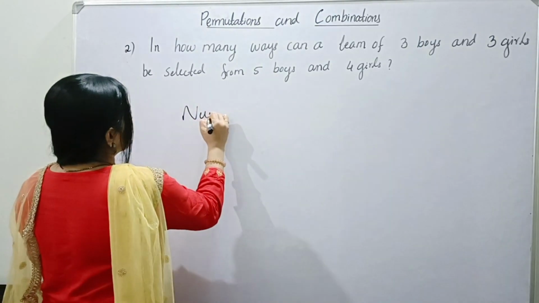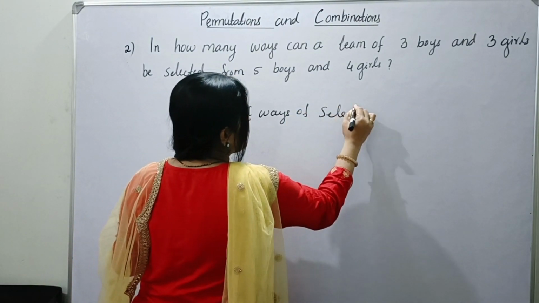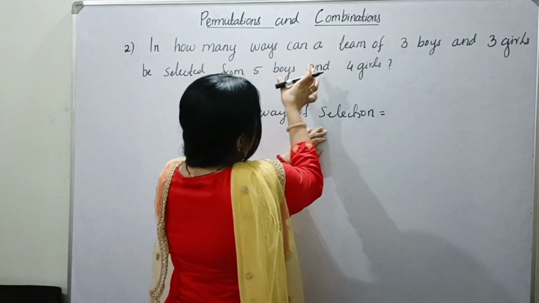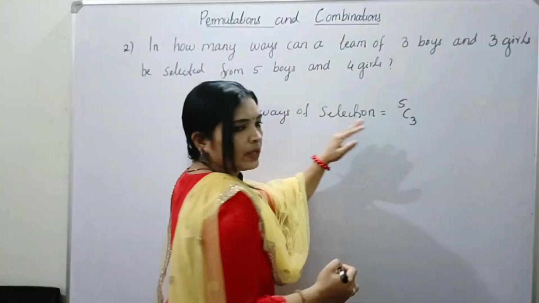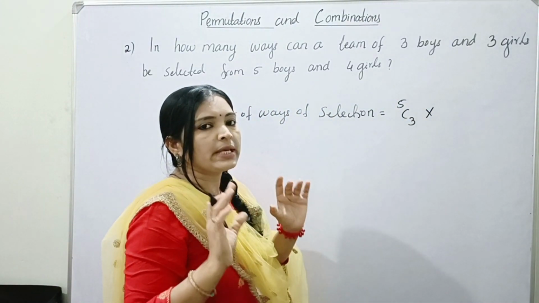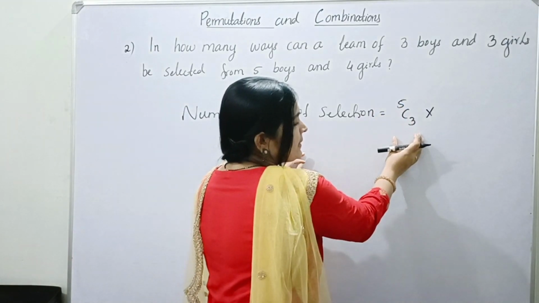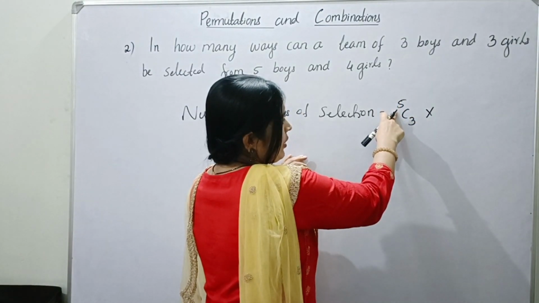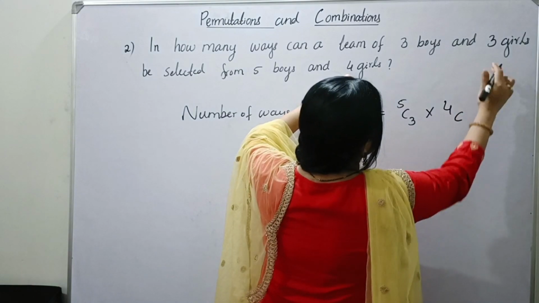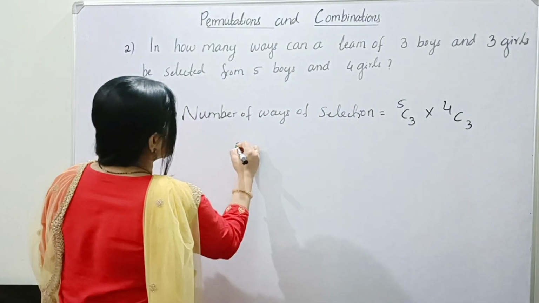So the number of ways of selection is equal to, here 3 boys out of 5 boys, so 5C3, into, because we have to select a total of 6 people and it is given separately as 3 boys and 3 girls, so 5C3, that is 3 boys out of 5 boys, and into 4C3, 3 girls out of 4 girls. So it is the answer. Now let us find it.